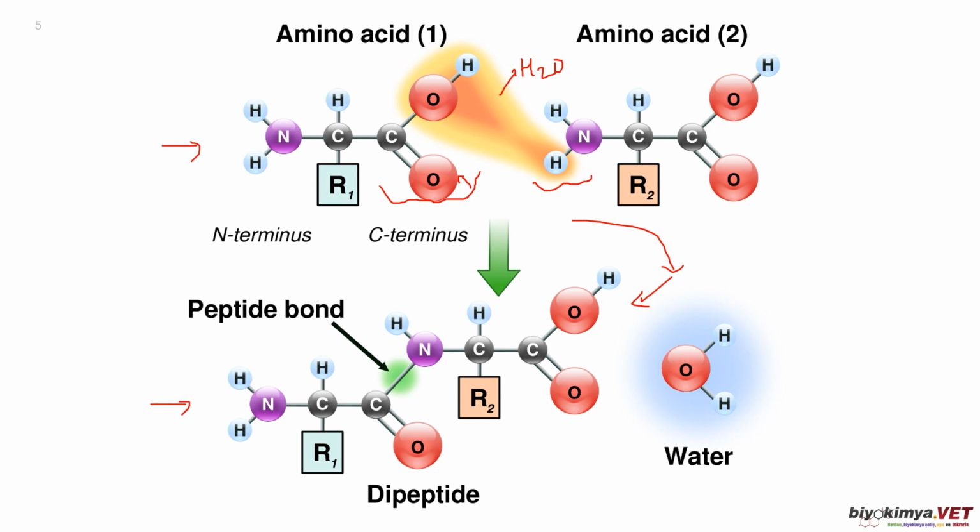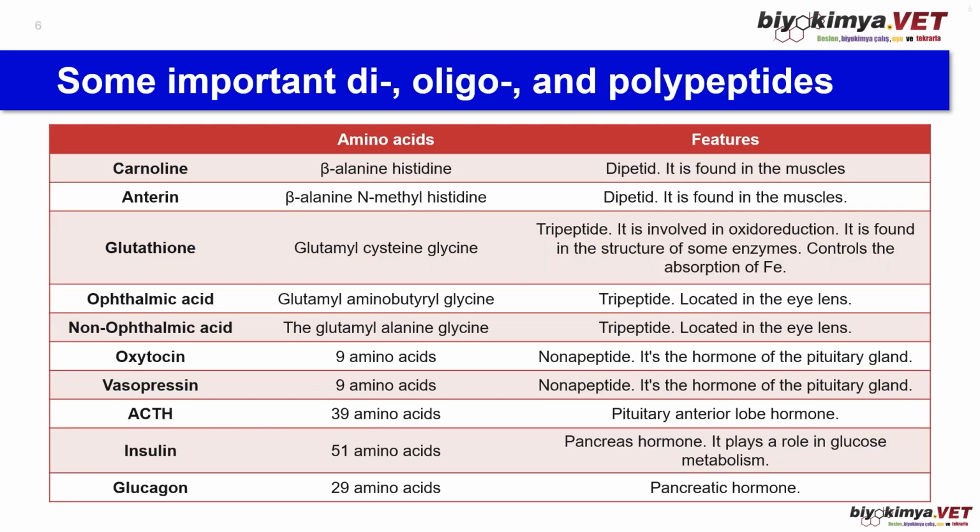Like free amino acids, peptides have characteristic titration curves and a characteristic isoelectric point, which is pI, at a certain pH. So they don't move at the isoelectric point. And here are some important oligo and polypeptides. As you see, carnosine and the tripeptide glutathione, oxytocin, which is a nonapeptide, which means nine amino acids, and the larger polypeptide ones here, insulin and glucagon.